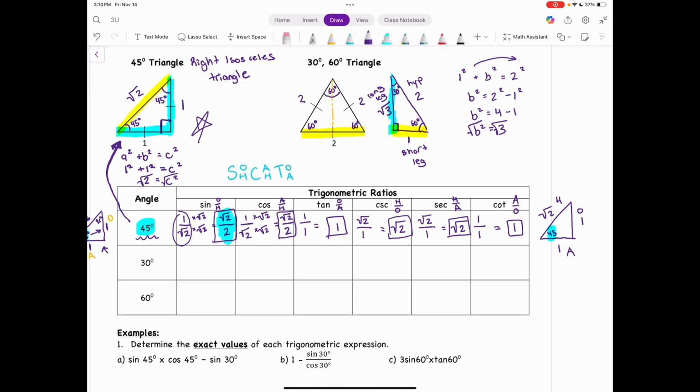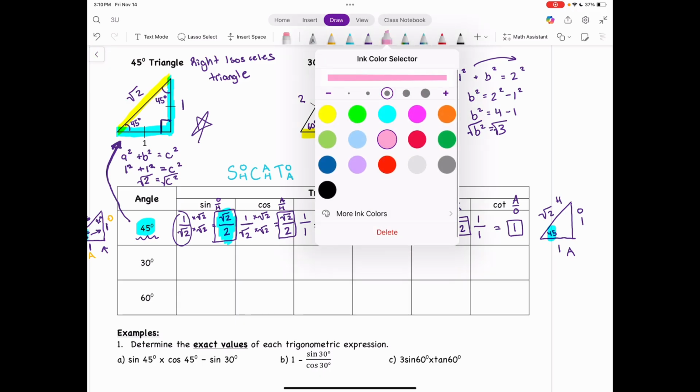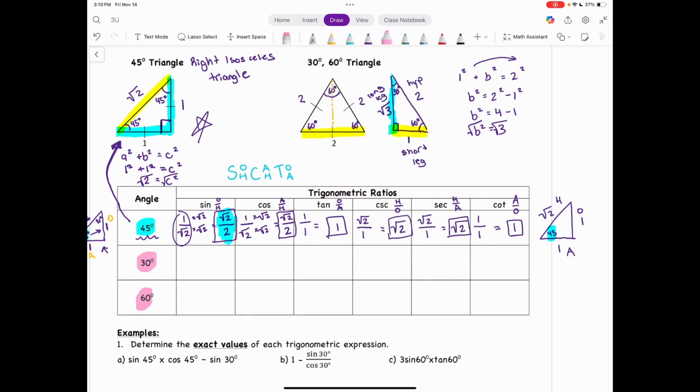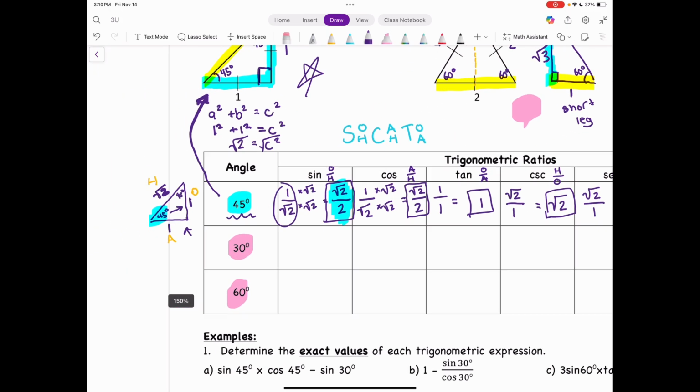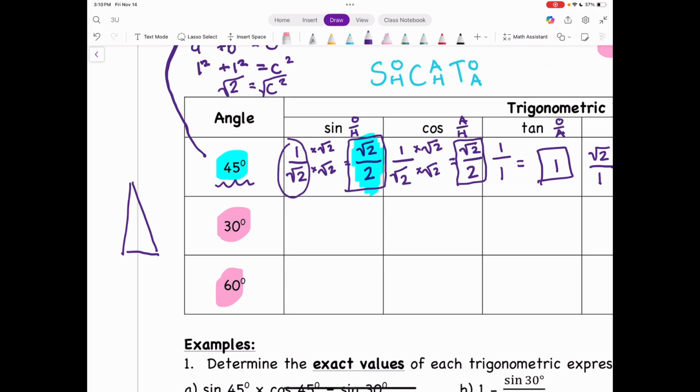What we are going to do now is look at our 30 degrees and our 60 degrees. So for our 30 degrees and our 60 degrees, we are working with the 30-60 triangle. Okay, so let's go ahead and redraw that over here. Our 30-60 triangle, we've got 30 degrees here, we've got 60 degrees here.